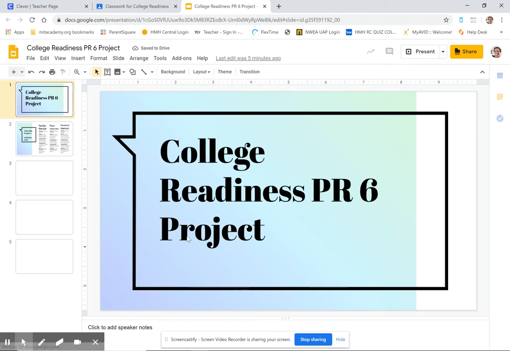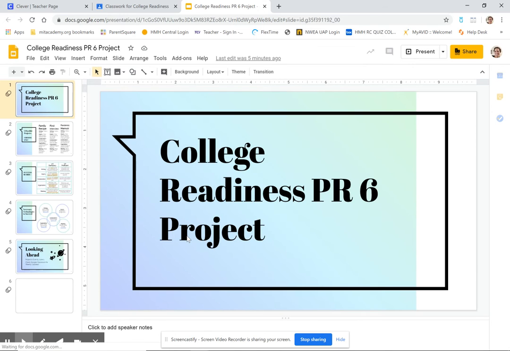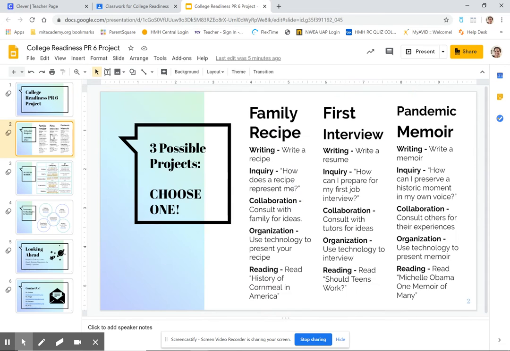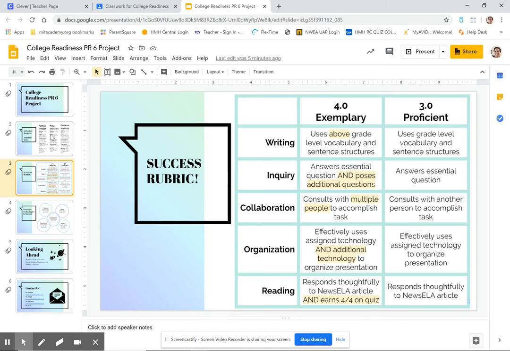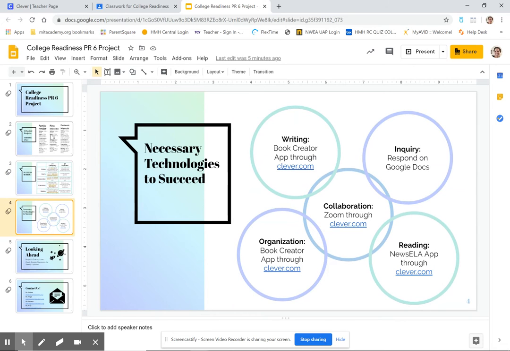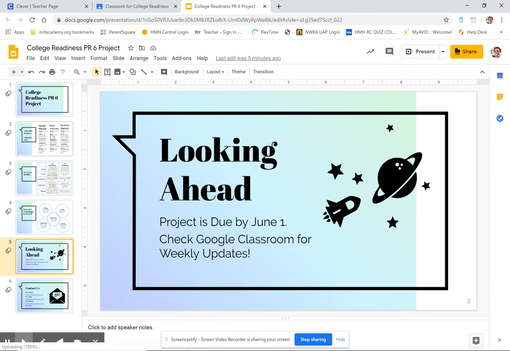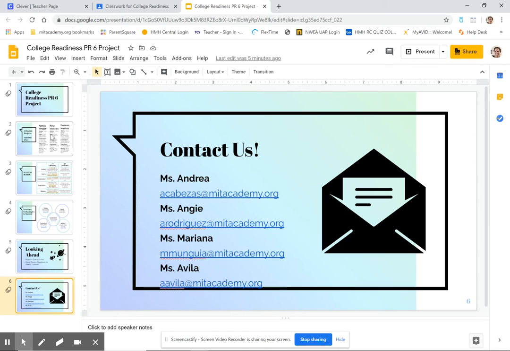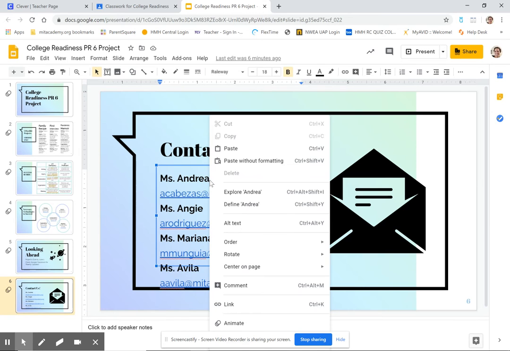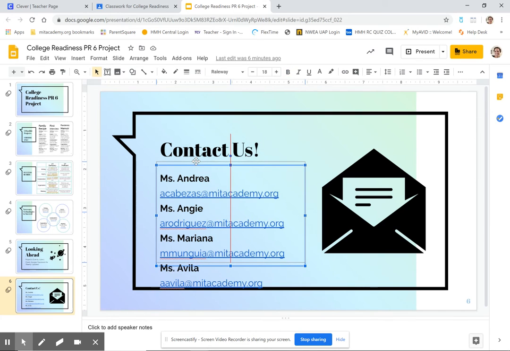If you want information about the final project, I have under Google Classroom the standards they are attached to, descriptions of the projects, rubrics, appropriate technologies needed to accomplish it, due date, as well as the email addresses of all of the tutors and myself.